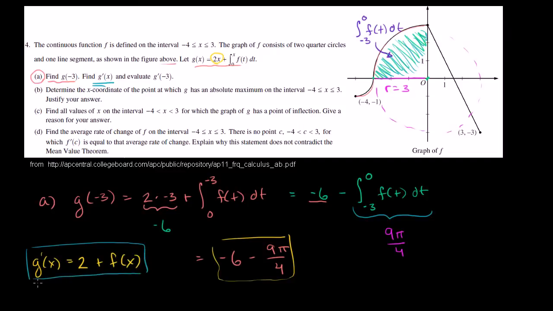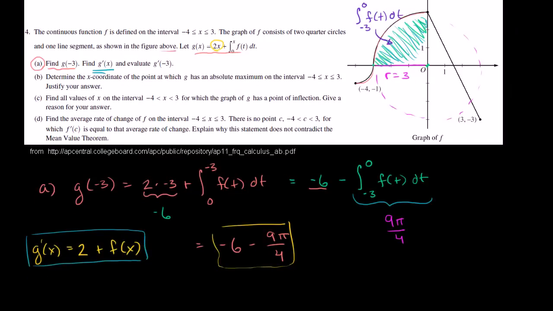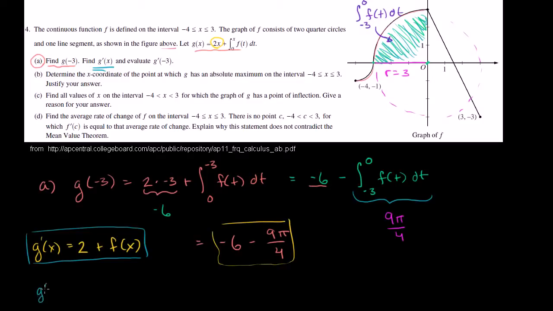And then we need to evaluate it at -3. So g prime of -3 is going to be equal to 2 plus f of -3, which is equal to 2 plus, and let's see what f of -3 is. This is our function definition. When x is equal to -3, our function is at 0. So f of -3 is just 0. So it's just 2 plus 0, which is equal to 2. So g prime of -3 is equal to 2. And we're done with part A.